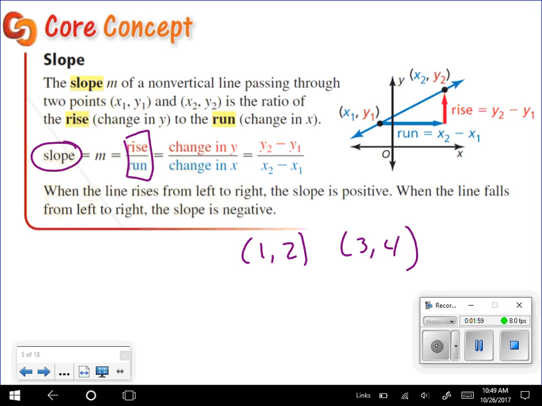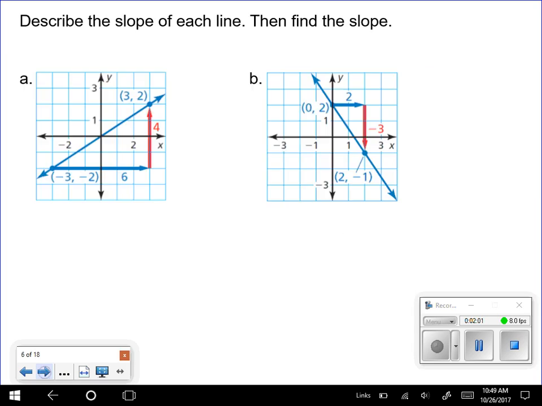So now since we know what slope is, let's try to find it. Okay, so describe the slope of each line, then find the slope. So when it says describe the slope, it wants to know, is it a positive or a negative slope? Well, this slope is going from left to right, it's going up. So this is going to be a positive slope. So that's describing it.